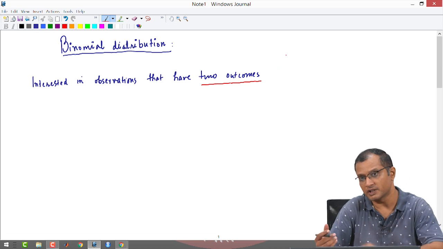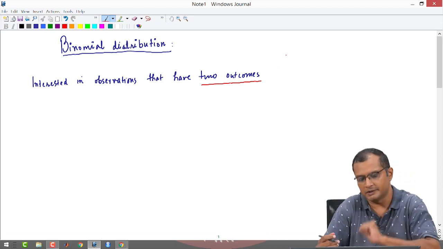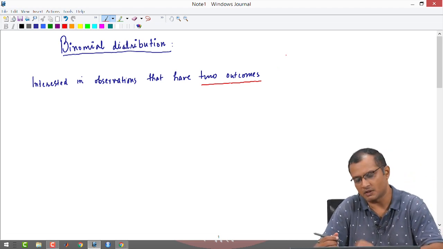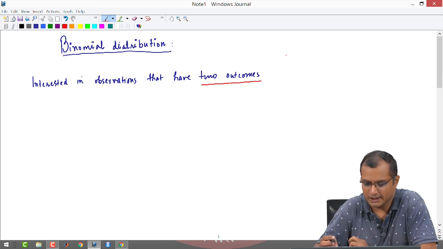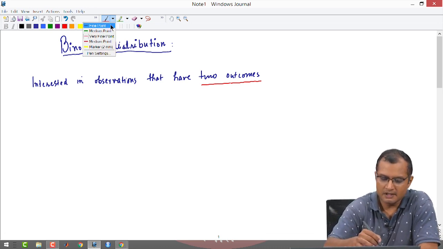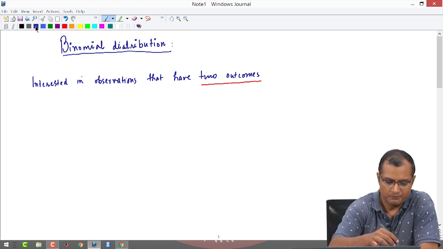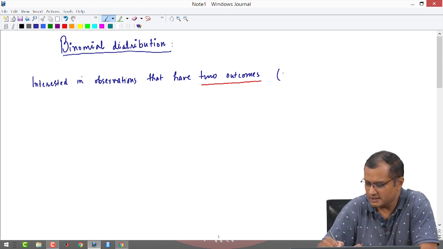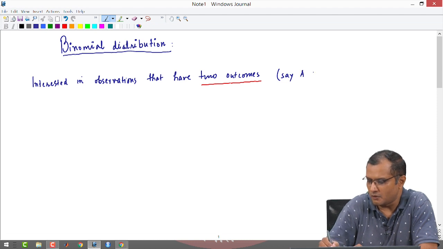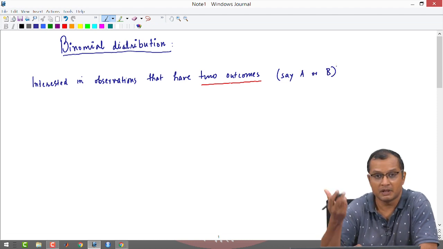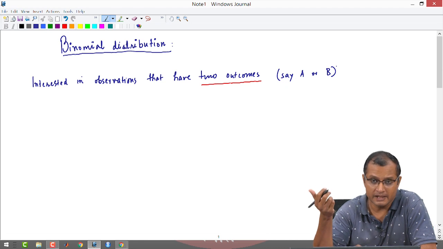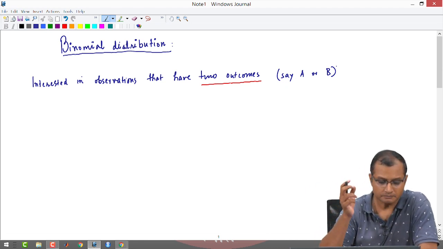Okay. If there are more than two outcomes, then you have a multinomial distribution, but that is not the subject matter of this lecture. We are only interested in events or observations where the outcome can only be one of the two. So, let us say the outcomes are A or B. A or B here could refer to heads or tails in a coin toss.